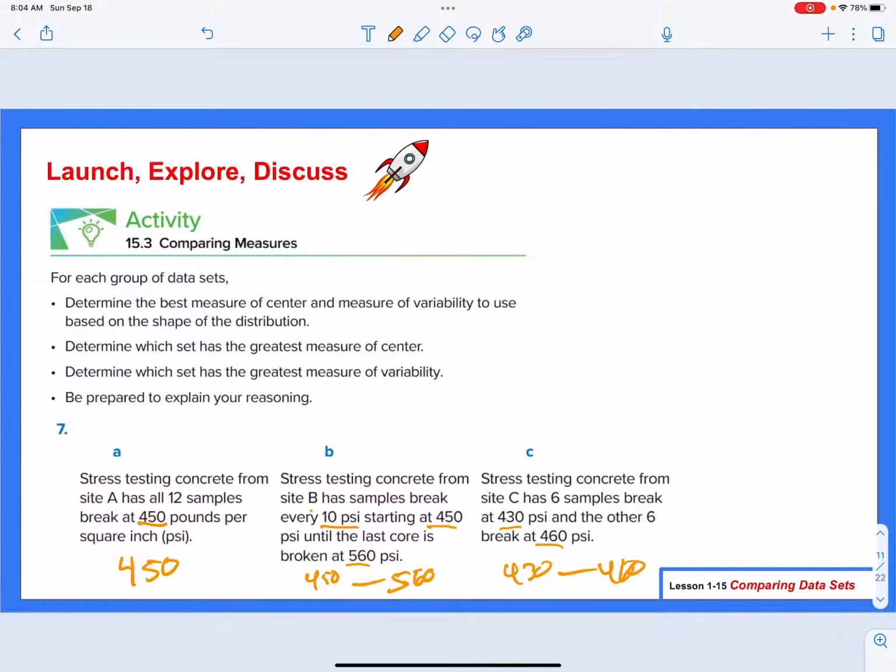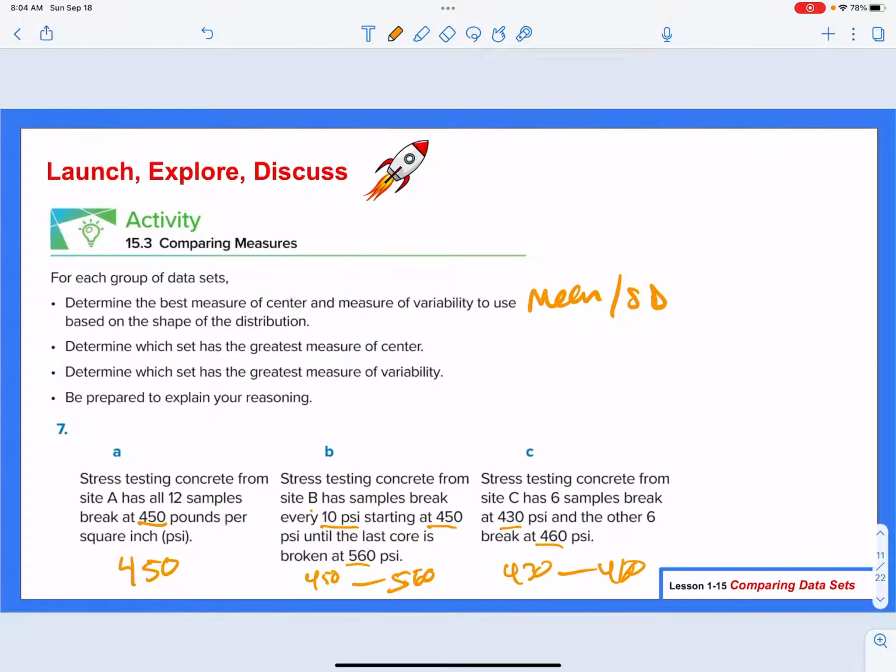Okay, so in this case here, we can see that they're all fairly symmetric. There's not any outliers or crazy values there. So we would probably be able to use the mean and standard deviation to solve this one.